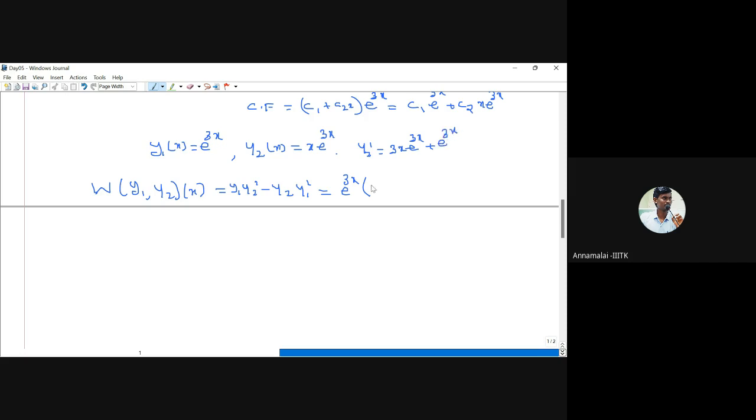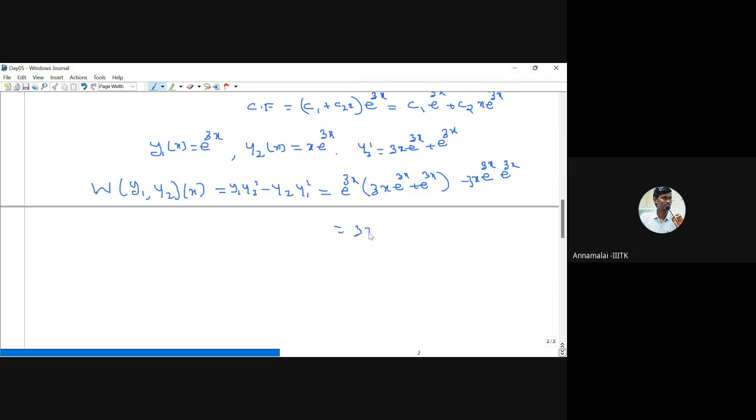So this is equal to e power 3x times (3x e power 3x plus e power 3x) minus, you fix y2 and differentiate y1, you get 3 times e power 3x, times x e power 3x. Now multiply this out. We get 3x e power 6x plus e power 6x minus 3x e power 6x. We can cancel these terms, and we get e power 6x.